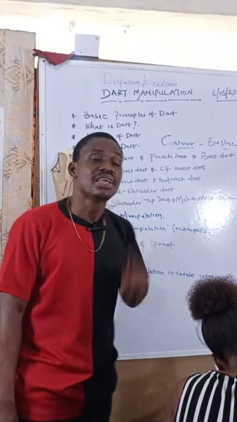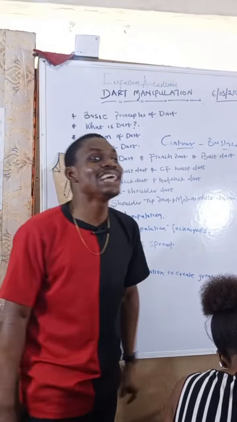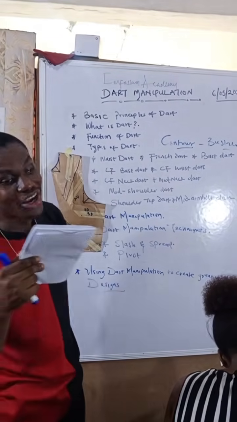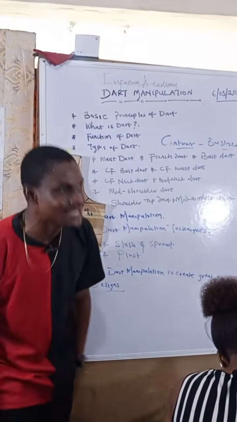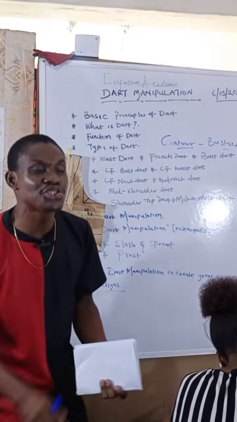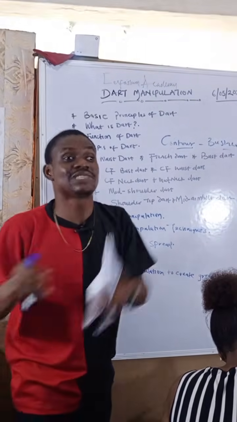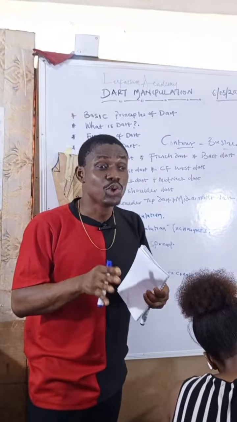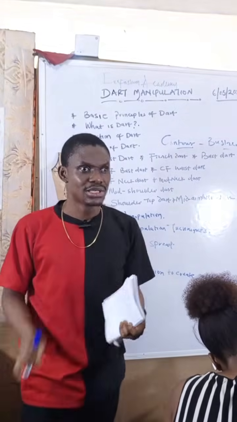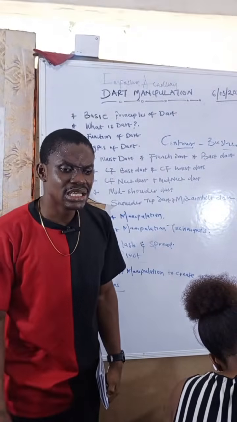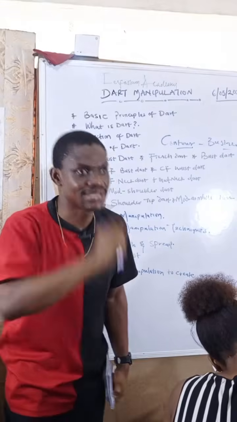I will explain further. First of all, I said when you remove excess fabric on a dress for a better fitting. When you remove excess fabric, they did not say you should just remove excess fabric for no reason. No, when you remove excess fabric in order to make a dress look nice on somebody's body, do you know what it is called? It is called darting.